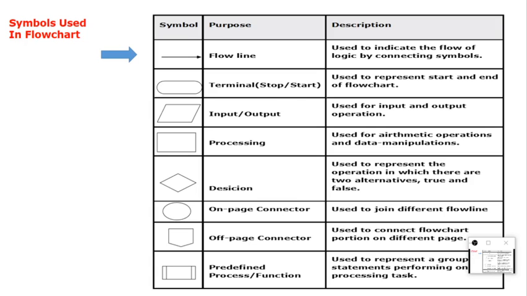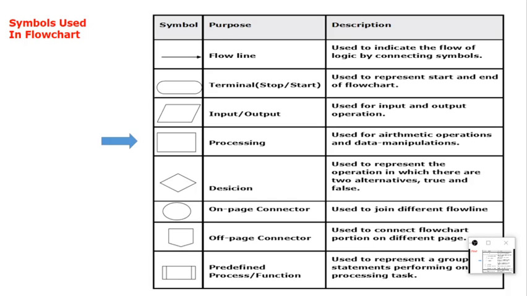So first it's a flow line, and this is used to make you understand how the flow of logic is going on. Second one is a terminal, and this is the starting and ending point where our program starts and ends. And the third symbol is the input output symbol. This symbol is used, for example, if you are initializing a value by using a is equal to 5 or scanf, or you are printing a value like printf, then we use the input output symbol.